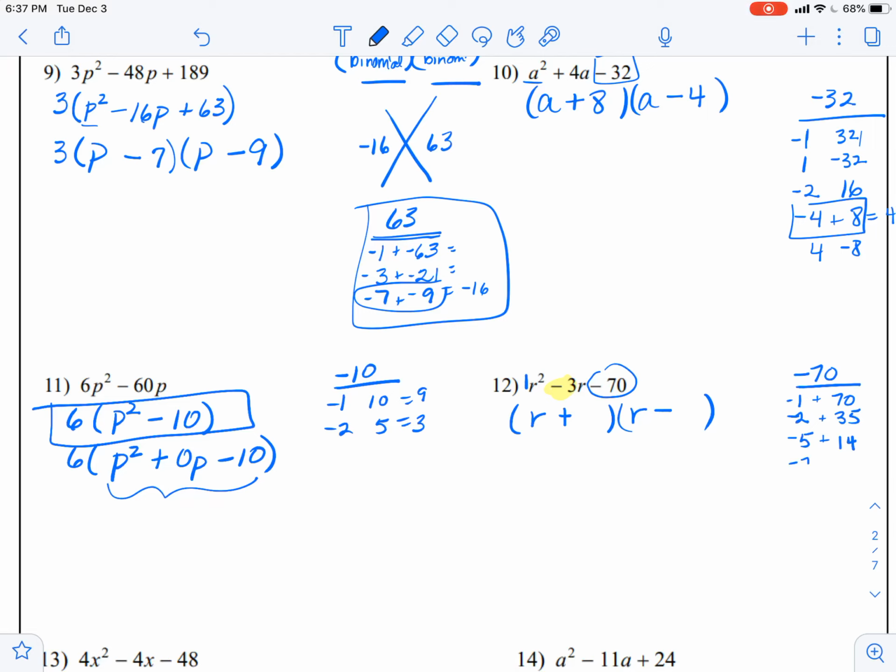6, how about 7? 7 and 10. And yes, that is 3. But again, guys, I need a negative 3, not a positive 3. All I have to do is switch the signs. So this is actually what I'm using. So when I come over here to my factoring, the 7 is positive and the 10 is the negative.